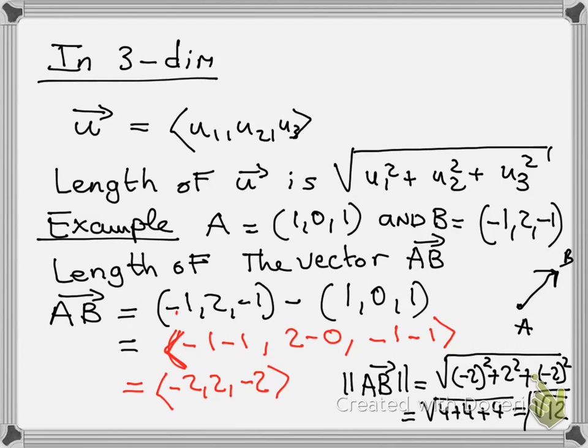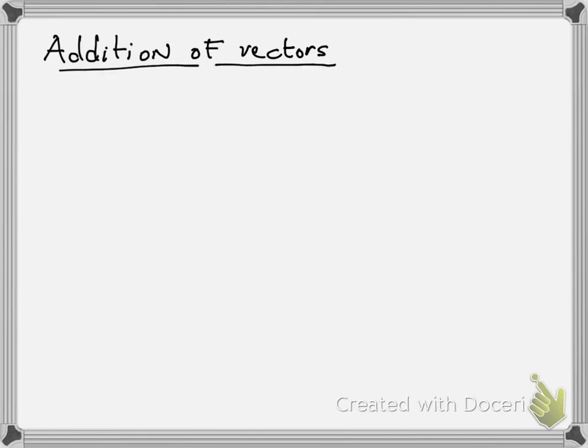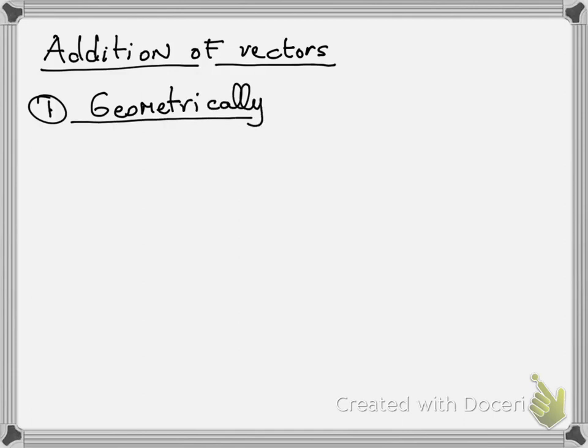Now, we can do some operations on vectors. For example, we can add vectors. Okay, addition of vectors. So how do we add vectors? Well, geometrically, if you have two vectors, let's say you want to do u plus v, okay?